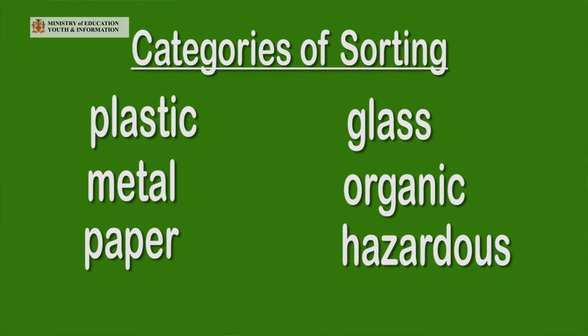Very good. Now students, let us learn how to sort and classify waste and recyclable materials. Now students, we have 6 different categories of sorting. We have plastic, metal, paper, glass, organic, and hazardous.